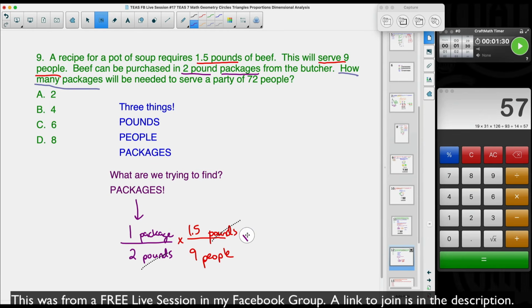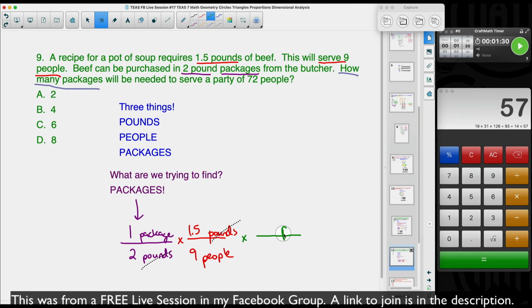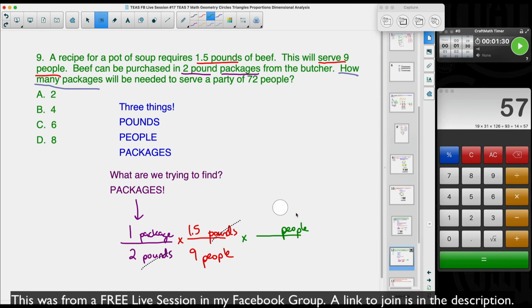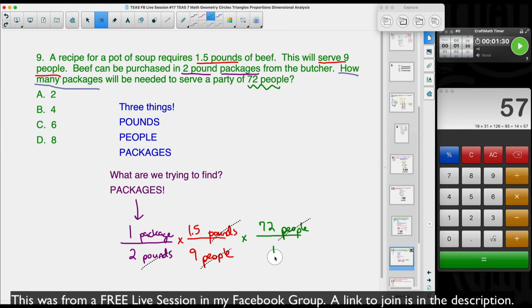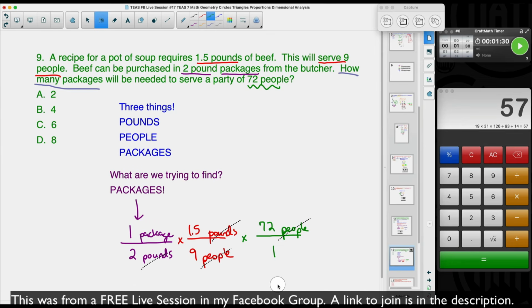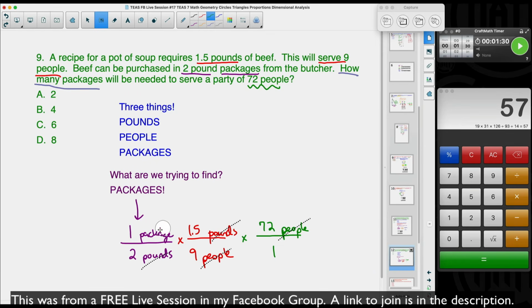So let's go through here and let me just change my color. And we know that we need to serve 72 people, as you can see right there. And that's what's going to let us get rid of the word people. And this is a party. So it stands for the one group of people, the one party, whatever. We've gotten rid of the words we don't want. We've gotten rid of pounds. We've gotten rid of people. The only word we have left is package.